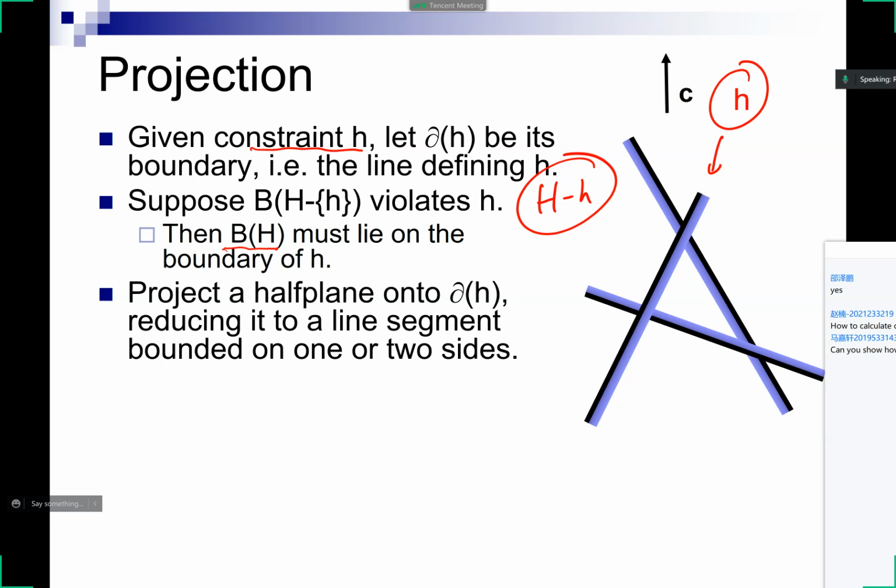And in higher dimensions, each of these h constraints is going to be a d-dimensional hyperplane. Then you need to project that d-dimensional hyperplane onto the boundary of h, which is now going to be a d-1 dimensional hyperplane. I'm not showing the exact math for that, but in general, you're just trying to intersect one of these d-dimensional hyperplanes with a d-1 dimensional hyperplane.